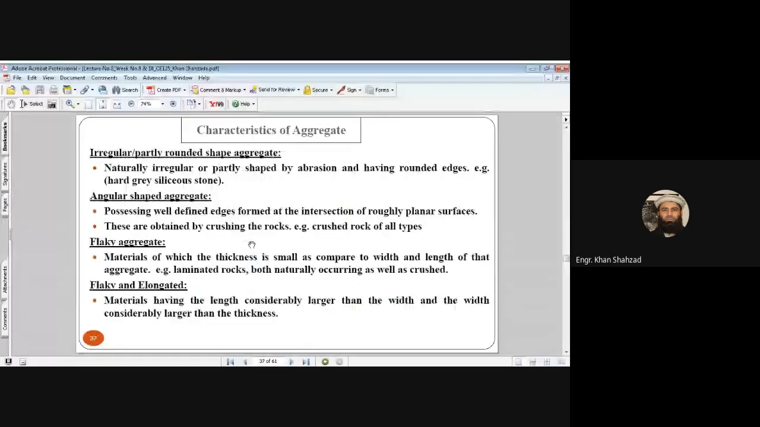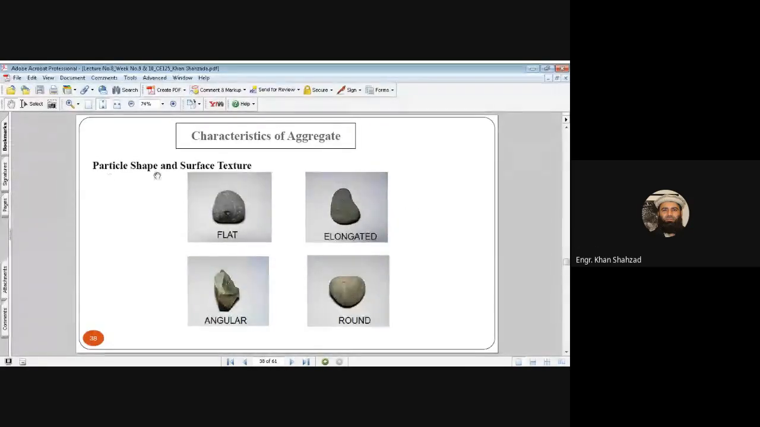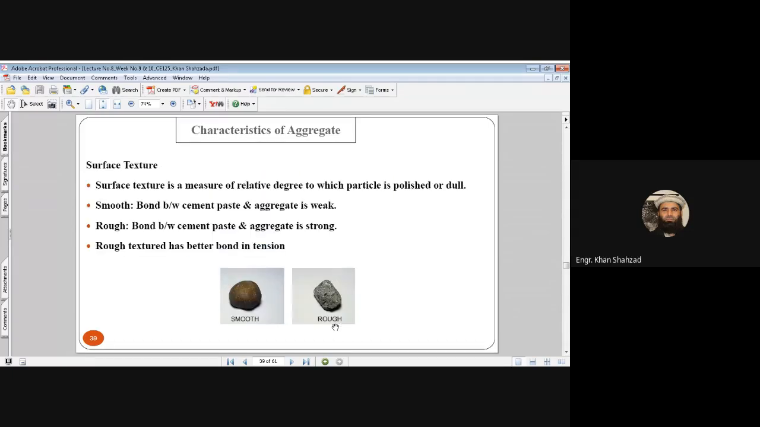The flaky aggregates are those aggregates in which the thickness of the aggregate is smaller as compared to the width and length of that aggregate. For example, laminated rocks are sheets of rocks, both naturally occurring as well as crushed stones. Flaky and elongated aggregates are those materials which have the length considerably larger than the width and the width considerably larger than the thickness. You will see in the picture. These are the particle shape and surface textures. You can see this is the flat one, this is the elongated one, this is the angular one having sharp edges, and this is the round or smooth one. Here you can see the smooth, and this is the rough one.